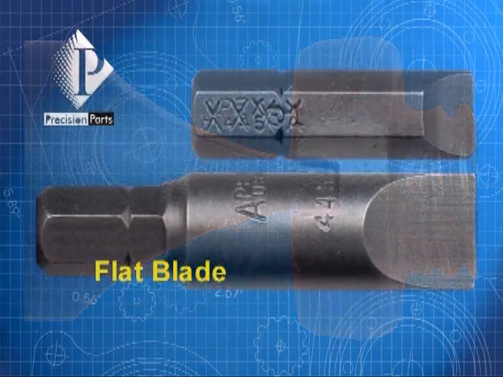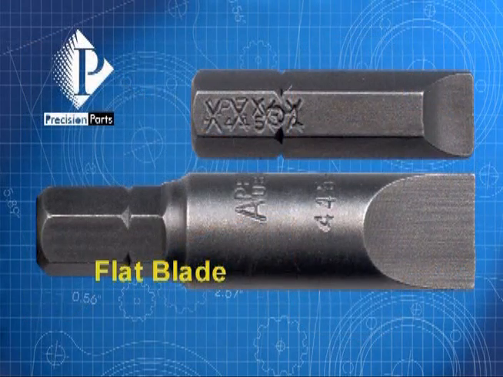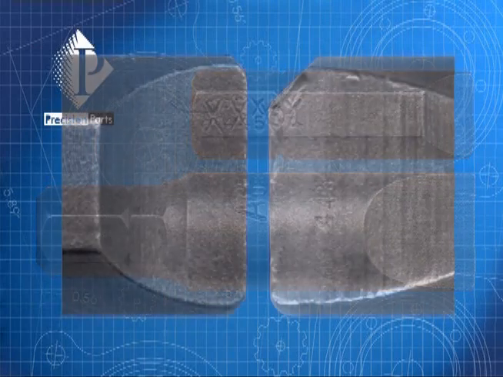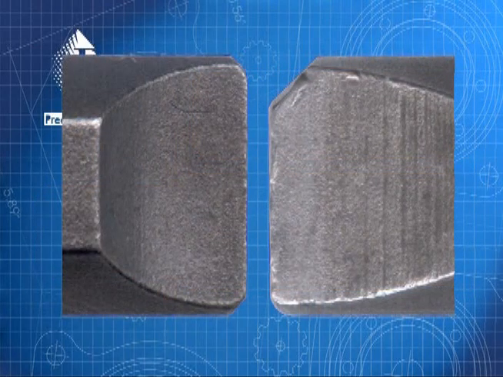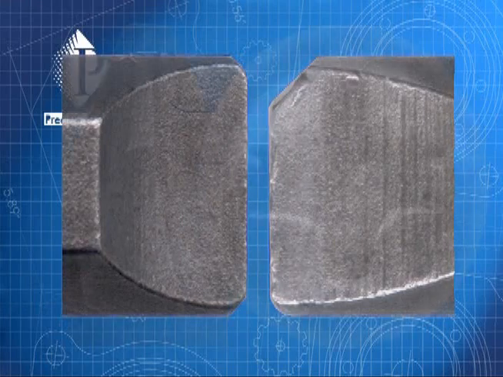PPR stocks two sizes of flat blade bits. It is important to select the properly sized bit for the screw being driven. It is equally important to monitor the wear of the bit and to discard it when worn. Flat blade bits tend to wear at the corners. Discard the bit when it no longer seats properly in the slot.